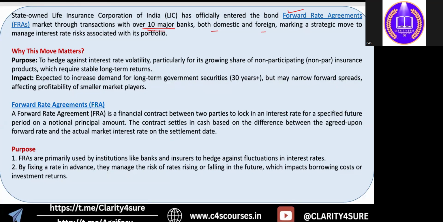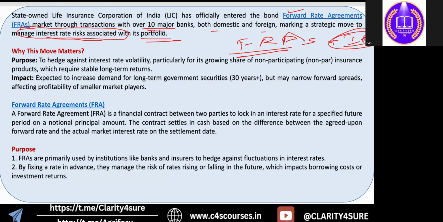making a strategic move to manage the interest rate risk associated with its portfolio. So it is for the purpose of... FRAs का जब concept आएगा तो you just link this with interest rate, है ना, इंटरेस्ट रेट रिस्क को मिनिमाइज करने के लिए ये FRAs में इंटर किया है, वो भी लॉन्ग टर्म्स. तो समवेयर इट इज गोइंग टू बूस्ट द लॉन्ग टर्म गवर्नमेंट सिक्योरिटीज आल्सो. उनका जो डिमांड है it will increase into the market.